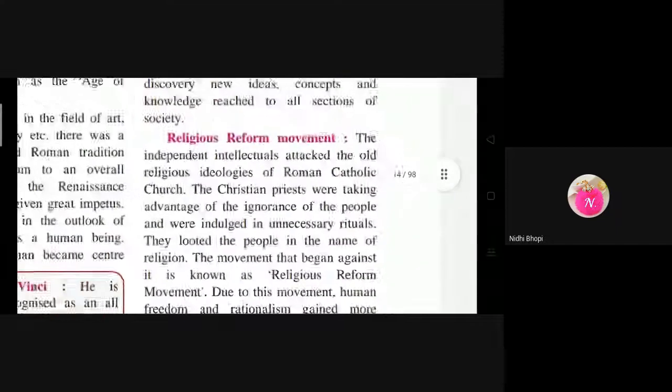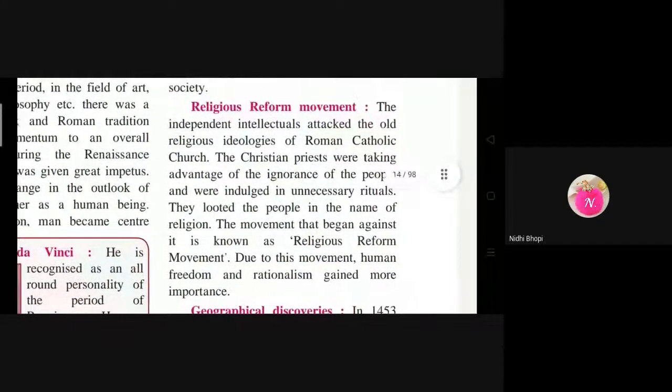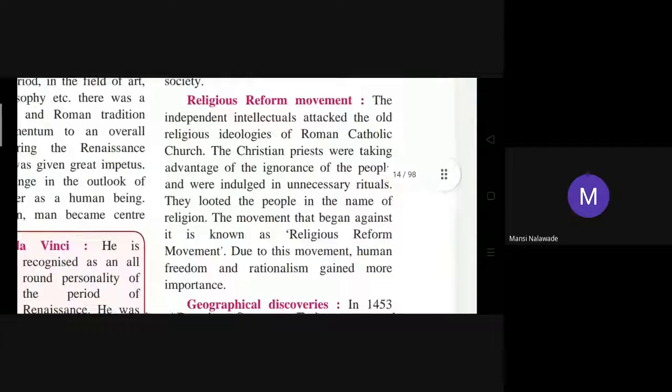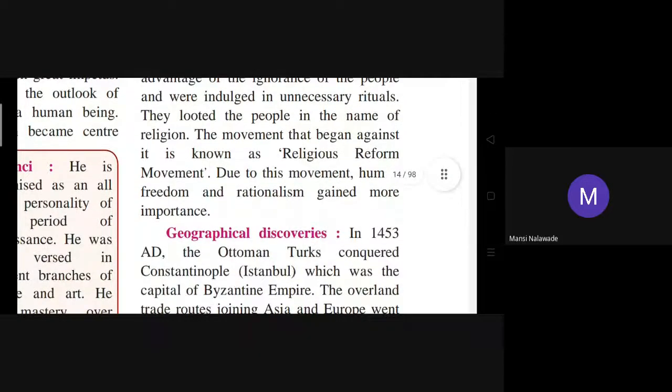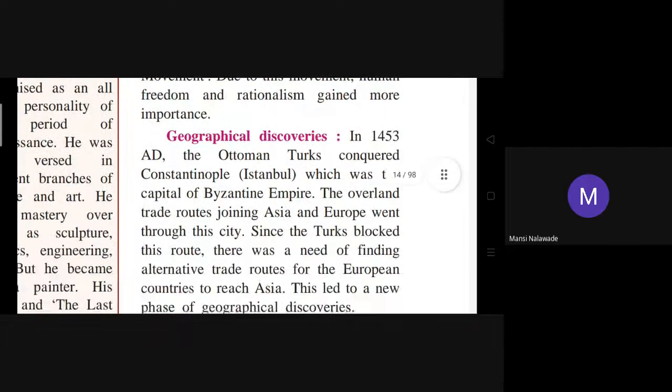Next is Mansi. Read from religious reform movement. Religious reform movement. The independent intellectuals attacked the old religious ideologies of the Roman Catholic Church. The Christian priests were taking advantage of the ignorance of the people and were indulging in unnecessary rituals. They looted the people in the name of religion. The movement against it is known as the religious reform movement. Due to this movement, human freedom and rationalism gained more importance.